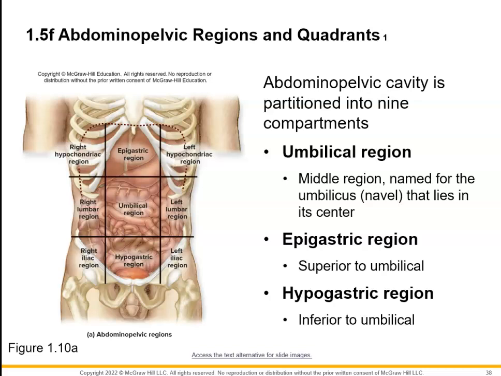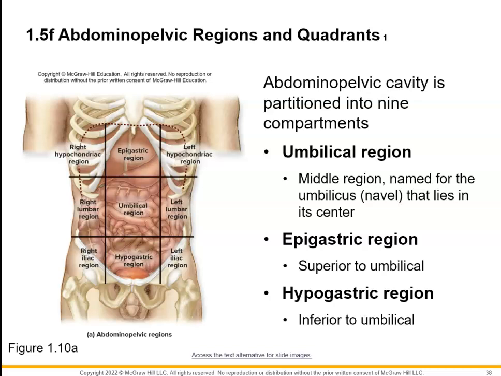Your epigastric, epi means above, gaster means belly. So the epigastric region is above the umbilical. Hypo means below or under. So hypogastric lies below the umbilical region. To the left and the right of the umbilical region, you have the left and right lumbar regions. Lumbar refers to lower part of the back.